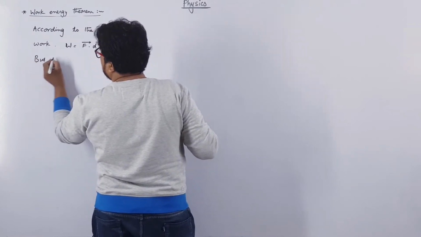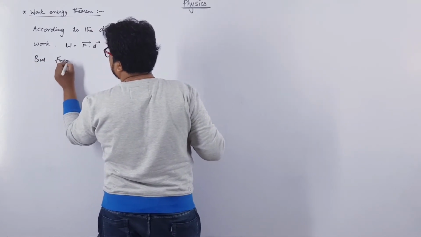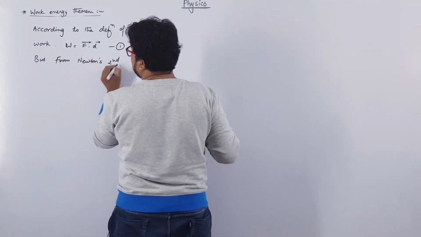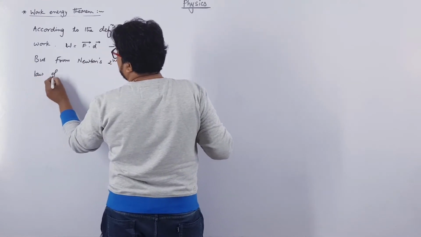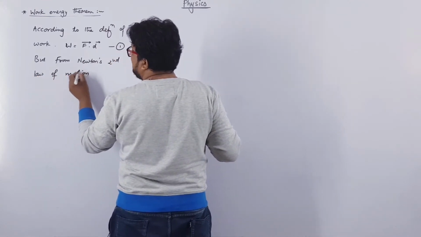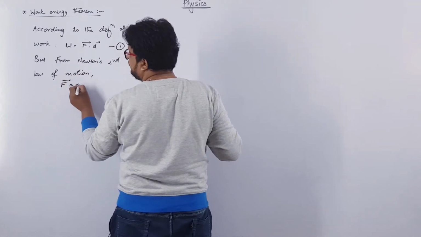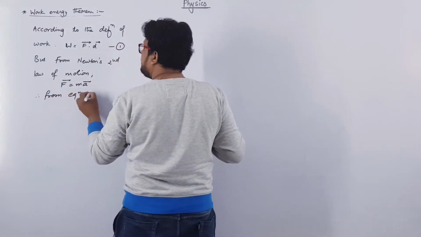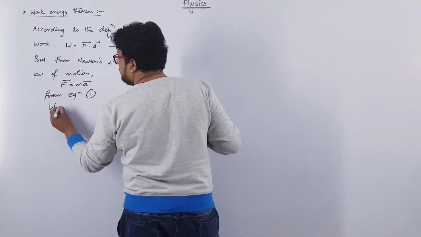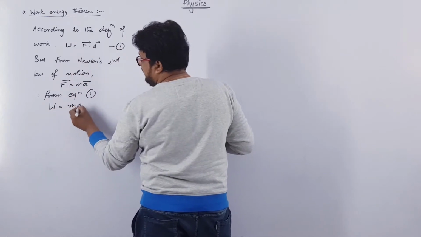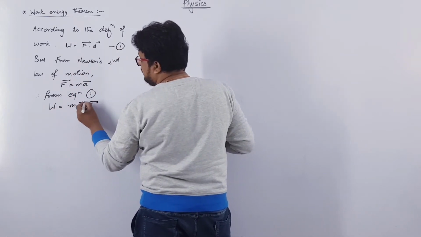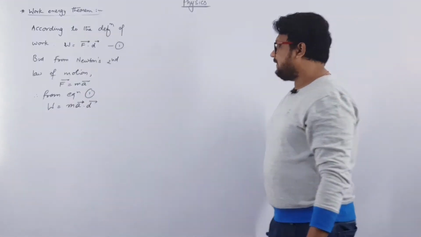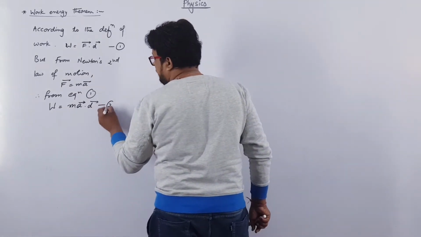But from Newton's second law of motion, you can say that F equals ma. Right? So from equation 1, we can say that work done will be equal to, instead of F, I will write ma dot D. Work equals ma dot D. Let this be equation number 2. We want the value of a dot D.